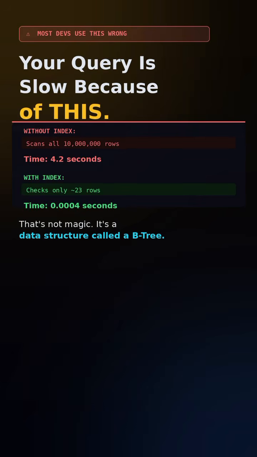Most devs use this wrong. Your query is slow because of this. Without an index, it scans all 10 million rows and takes 4.2 seconds. With an index, it checks only about 23 rows and takes 0.0004 seconds. That's not magic. It's a data structure called a B-tree.